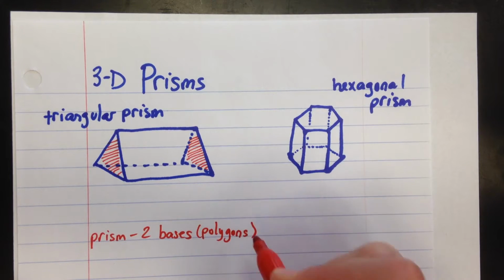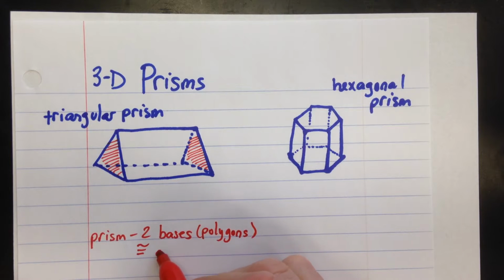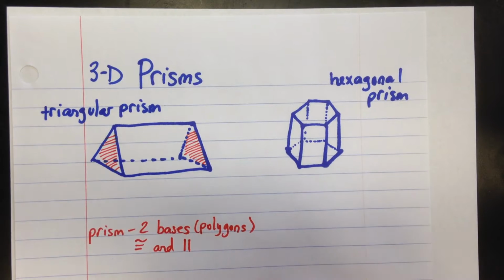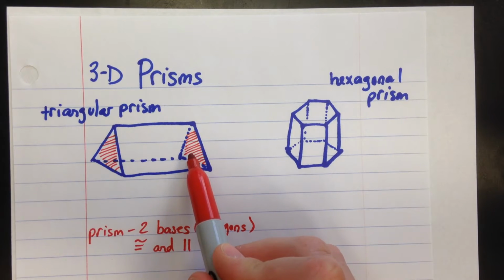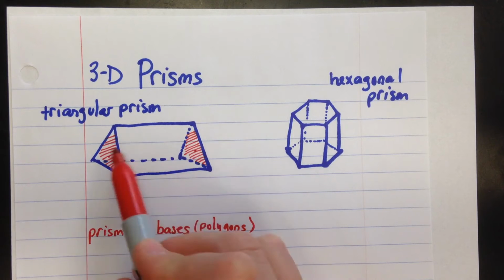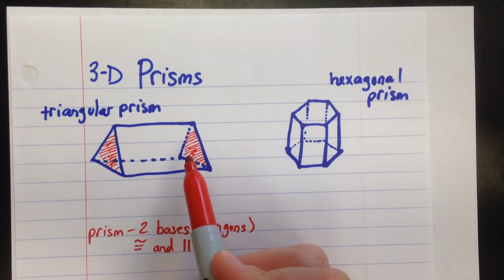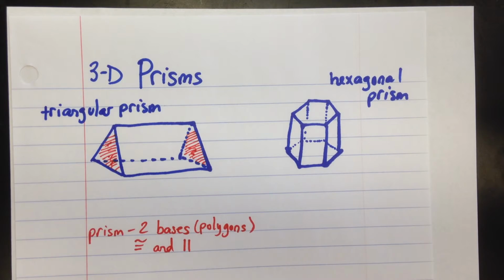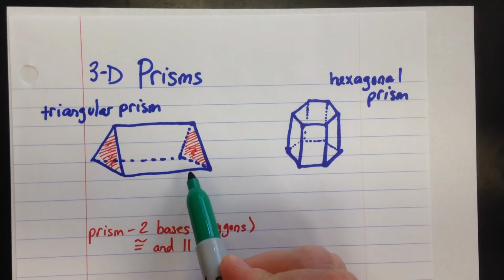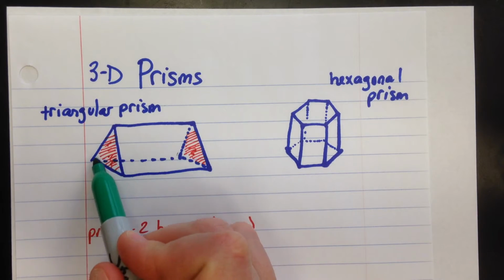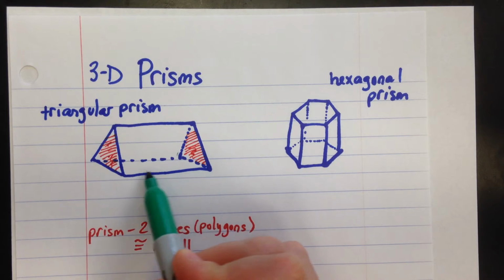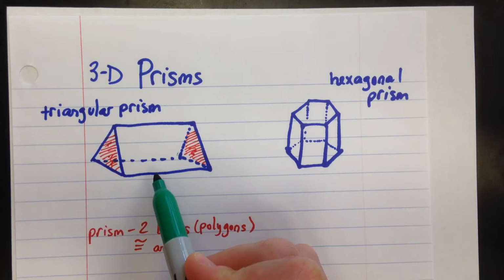Now the 2 bases have to be congruent and parallel. I'll write the symbol for parallel. They have to be congruent and parallel. So for the triangular prism, the left and the right side, those are congruent and they're parallel. Okay, that's a triangular prism. Notice that the other faces are not triangles. The front here is a rectangle. The back section is a rectangle. At the bottom, it looks like a parallelogram, but that is a rectangle.